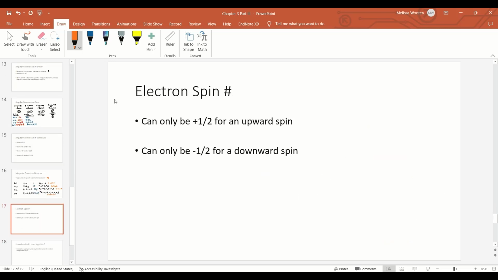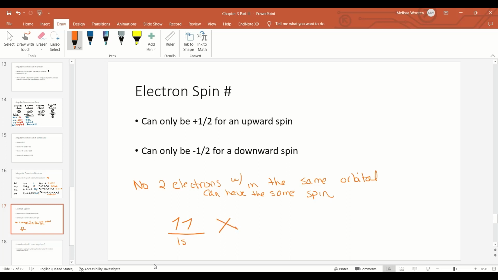Okay. An electron spin number just means a positive 1/2 for an upward spin and a negative 1/2 for a downward spin. And it should be noted that no 2 electrons within the same orbital can have the same spin. So remember, as we were doing arrow notation, if I have one S, I can't do it like this. This is a no. We have one S, it has to be one up and one down. So this would be positive 1/2, and this one would be negative 1/2. Positive 1/2, negative 1/2. Okay?